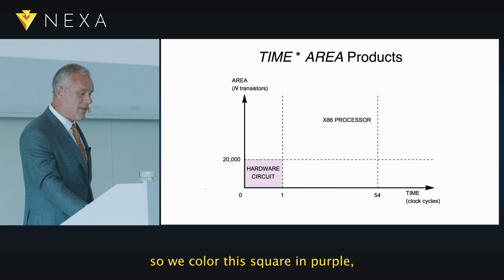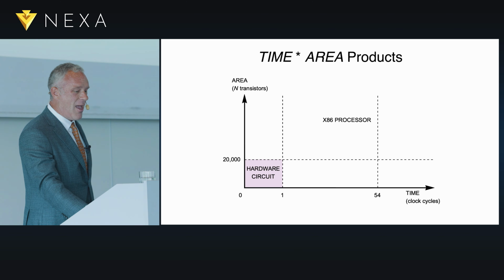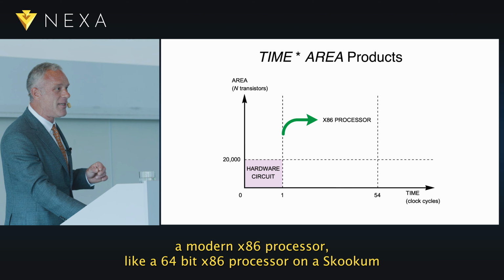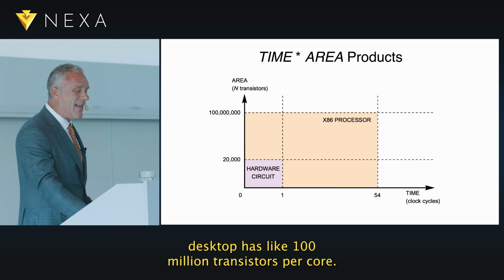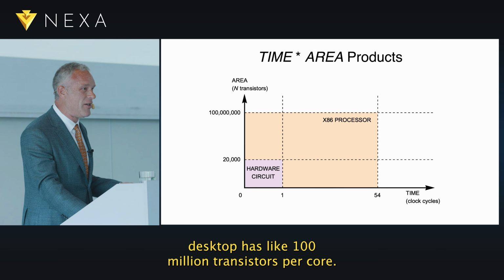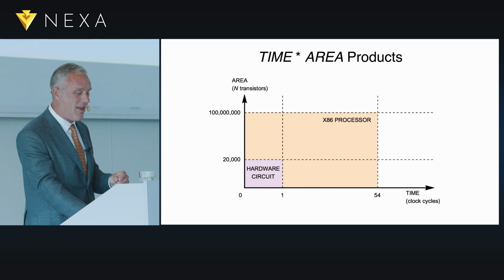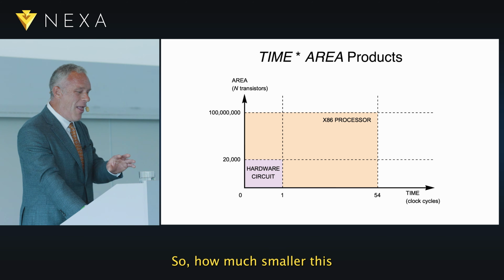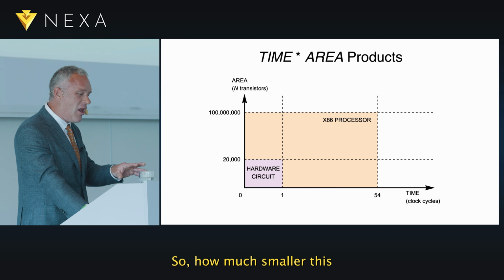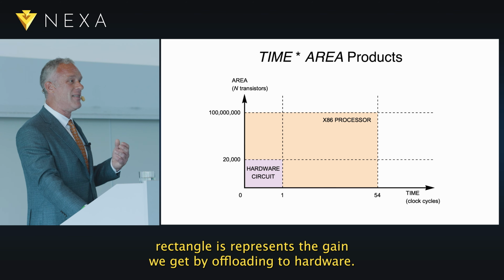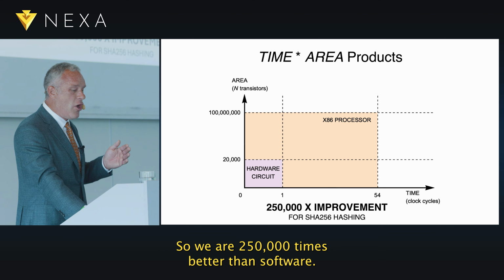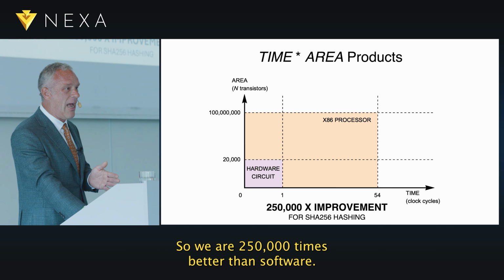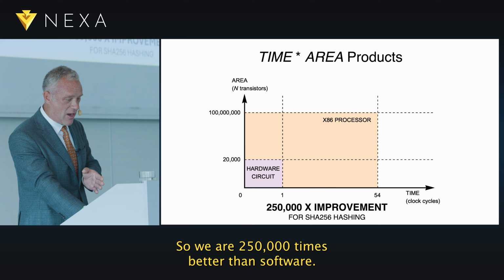So we color this square in purple. A modern x86 processor, like a 64-bit x86 processor on a Skookum desktop, has 100 million transistors per core. So how much smaller this rectangle is represents the gain we get by offloading to hardware. So we are 250,000 times better than software.